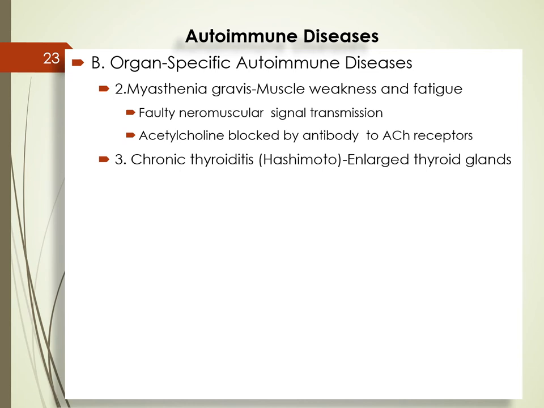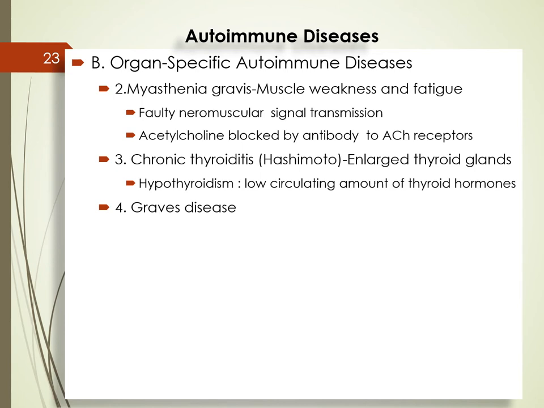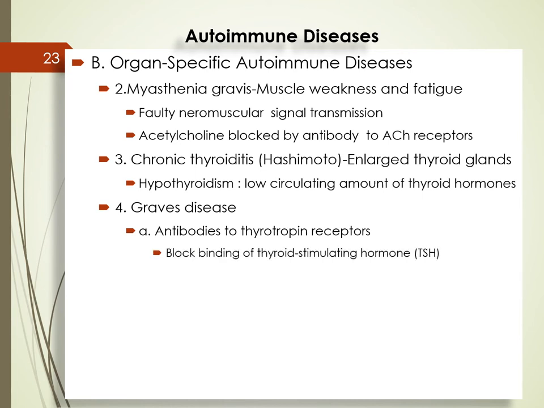Next will be your chronic thyroiditis or your Hashimoto's thyroiditis, and it presents with enlarged thyroid glands and manifests as hypothyroidism. In hypothyroidism, there will be a low amount of circulating thyroid hormones. And the opposite of your Hashimoto's thyroiditis would be your Graves' disease, wherein the antibodies will be directed against the receptors of your TSH.